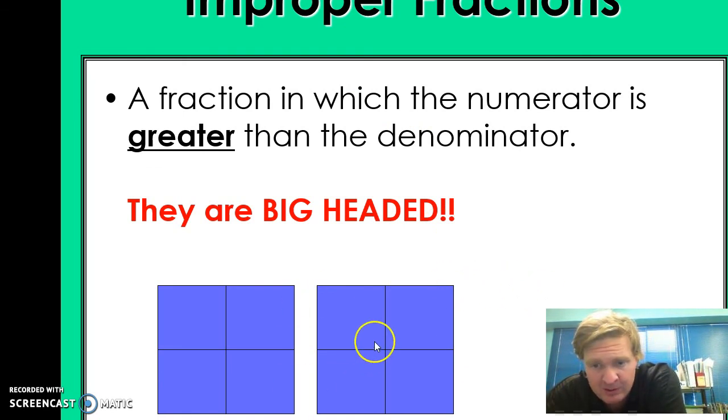We've got two whole numbers that have been broken into four parts. 1, 2, 3, 4, 5, 6, 7, 8. So I've got 8 parts in total. Every whole number is broken into 4 parts, so my improper fraction should be 8/4.